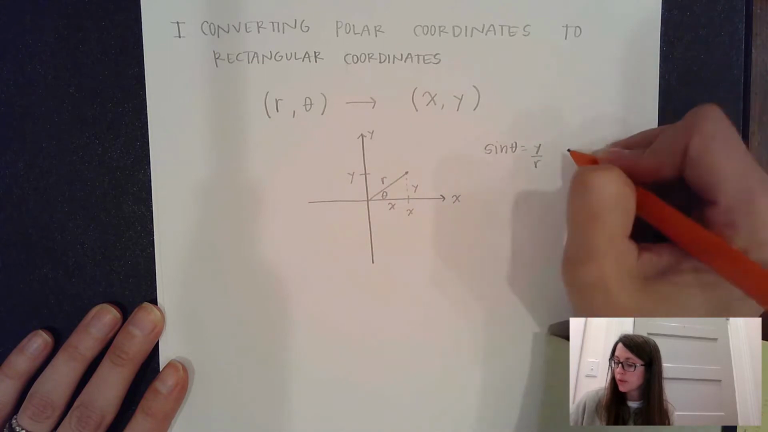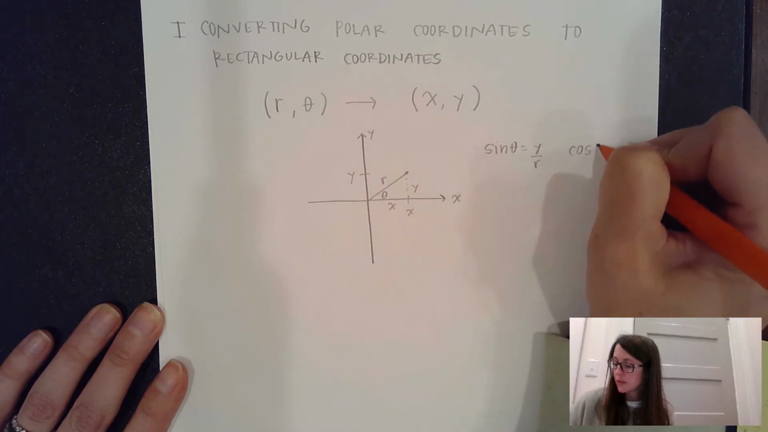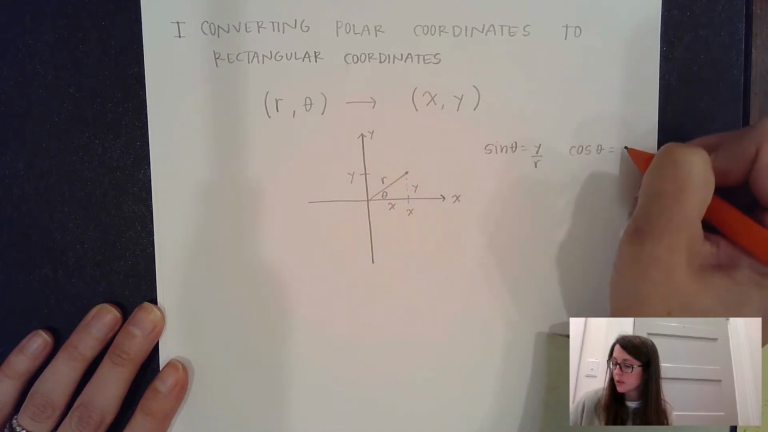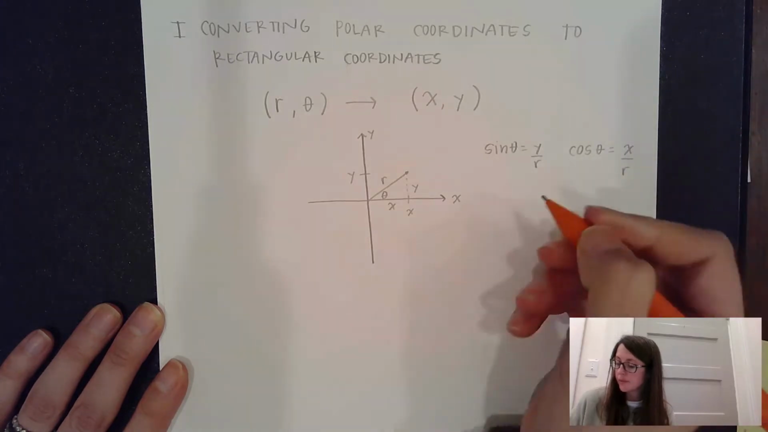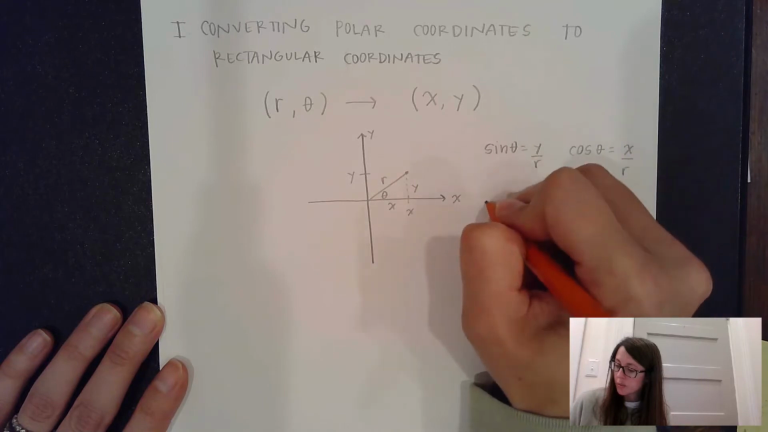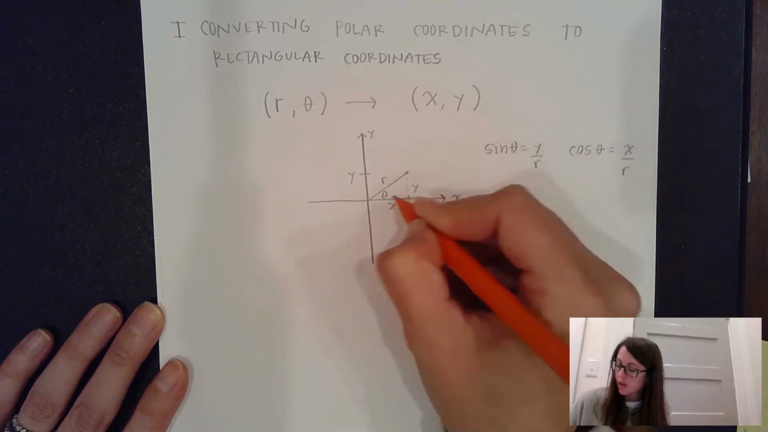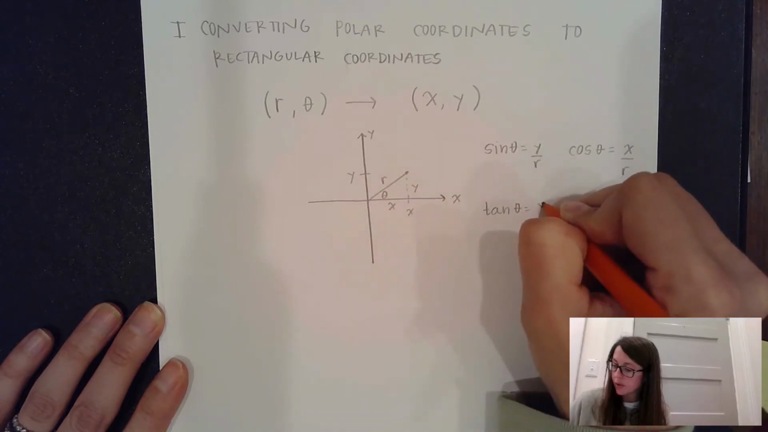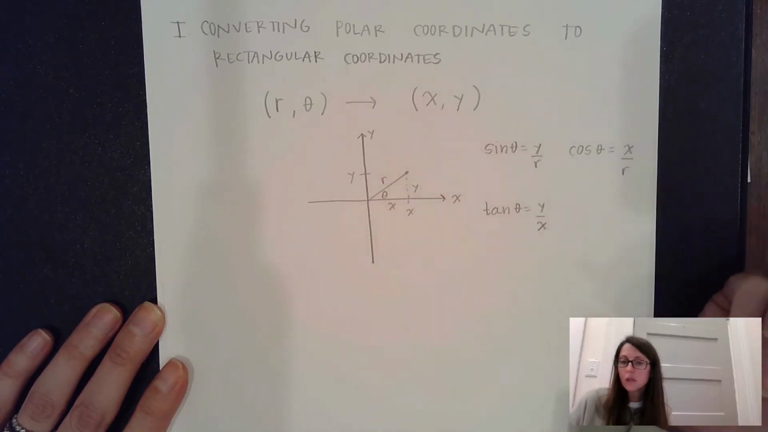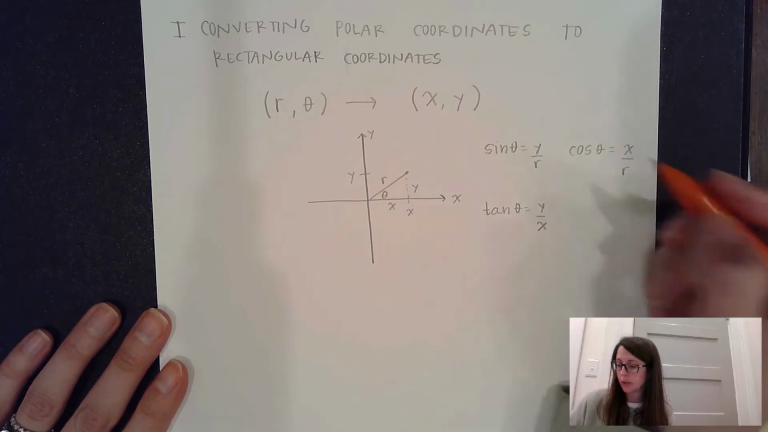Adjacent over hypotenuse is going to be cosine. So cosine of theta is going to be your adjacent value over your hypotenuse. And then tangent of theta is your opposite over your adjacent. So these three things right here are going to be so important.